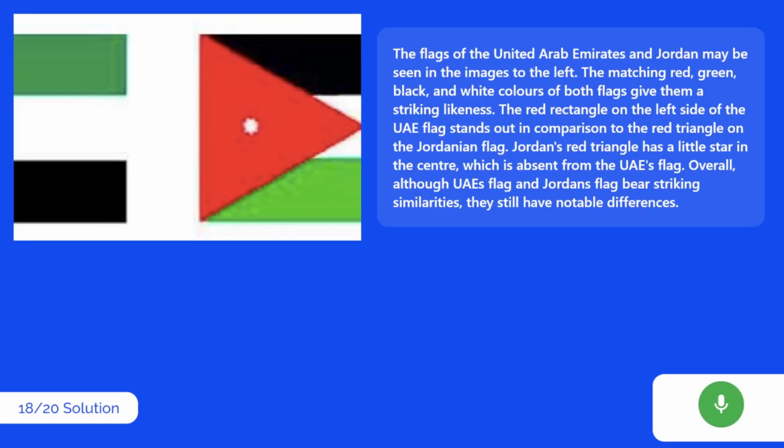The flags of the United Arab Emirates and Jordan may be seen in the images to the left. The matching red, green, black, and white colors of both flags give them a striking likeness. The red rectangle on the left side of the UAE flag stands out in comparison to the red triangle on the Jordanian flag. Jordan's red triangle has a little star in the center, which is absent from the UAE's flag. Overall, although UAE's flag and Jordan's flag bear striking similarities, they still have notable differences.